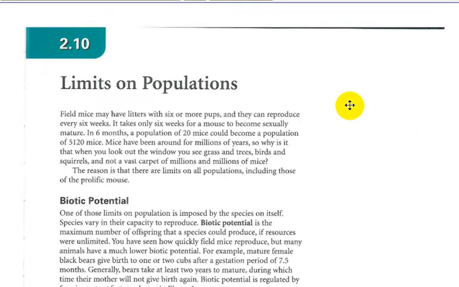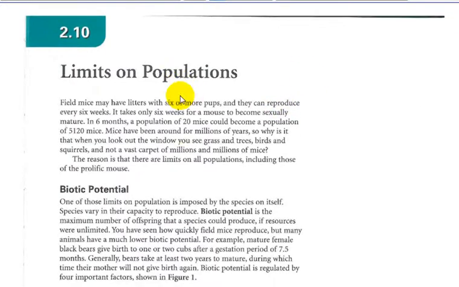This is the fourth installment in the CD3 booklet, section 2.10, Limits on Population. Now, hopefully you watched the video on the Australian mouse plague and saw how that population got completely out of control in a very short time. And this whole section relates to that in discussing such things as biotic potential and carrying capacity.